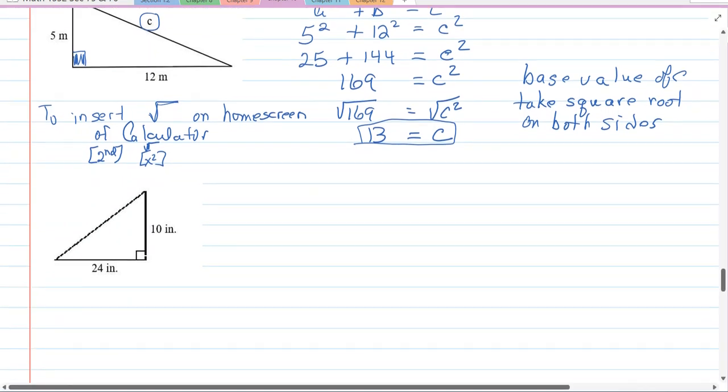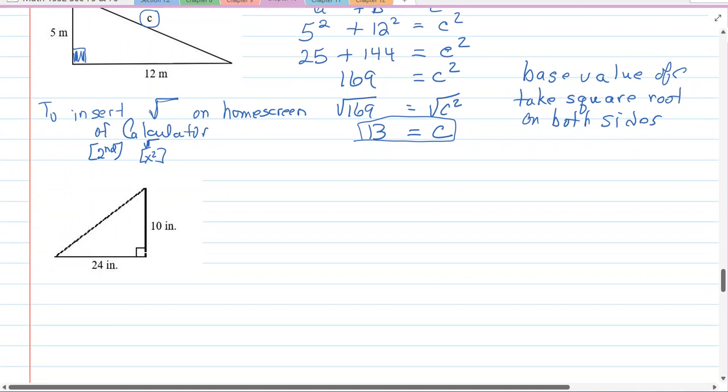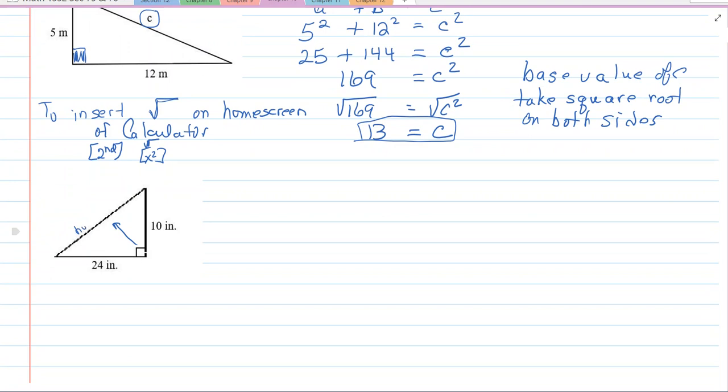Not everything is going to come out beautiful like 13. So let's do this one. Now we know we're missing the what? Hypotenuse. And the hypotenuse is the longest side of a right triangle. It's always opposite the right angle. All right. But we know a squared plus b squared is equal to c squared. So it doesn't matter which one I put first, 24 squared plus 10 squared equals c squared.